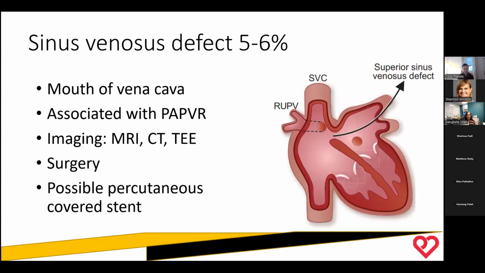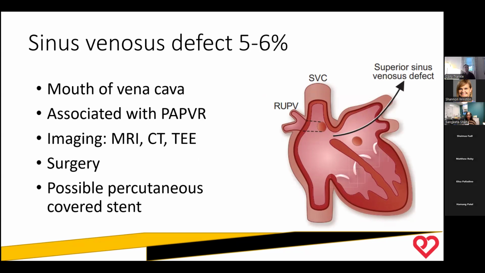Sinus venosus defect occurs at the mouth of the vena cava. It can occur at the mouth of the SVC or the IVC, so you have to look at both locations. It is the one that's most commonly associated with anomalous pulmonary veins. And here, MRI, CT, and TEE are necessary.